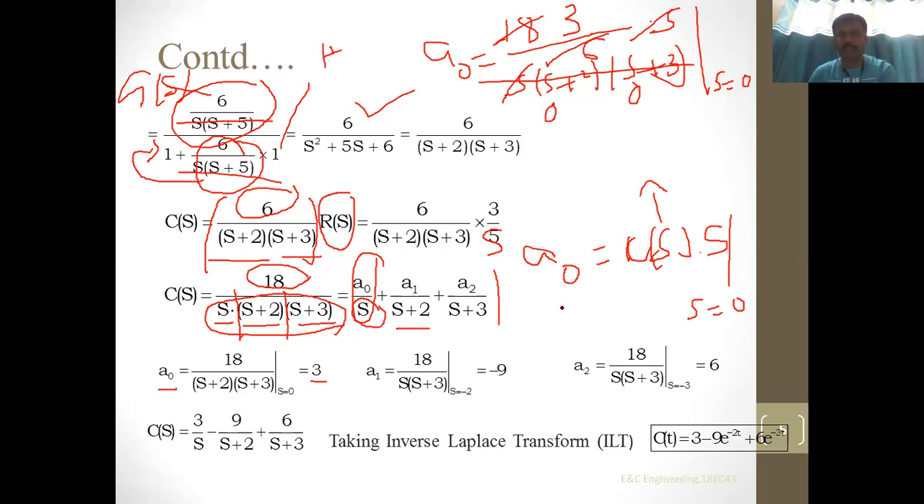Next, how do I find A1? A1 is equal to, only one change I need to make. A1 is equal to C of S into the associated term, which is S plus 2. Is it okay? At S plus 2 equal to 0, or S is equal to minus 2. Is it right? Here the S plus 2 term gets cancelled. When it cancels, what remains? S and S plus 3. Is it okay? Now you can observe S and S plus 3, 18 as it is, at S is equal to minus 2. After simplification, it results in a value of minus 9. Is it okay? This procedure you need to memorize for further classes.